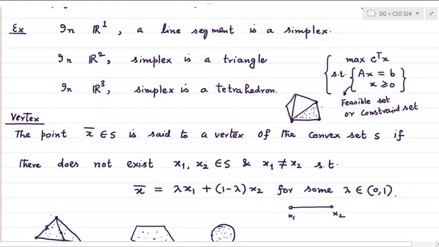Simplex is due to the fact that to construct a polygonal region, the fundamental region is a triangle in R2 space. In R3 space, if you want to find a polyhedron region, then the fundamental region is a tetrahedron. Fine. So what do you mean by this fundamental region? By fundamental region, I mean a region whose finitely many unions should construct a polygonal or polyhedron region. So such regions are called fundamental.